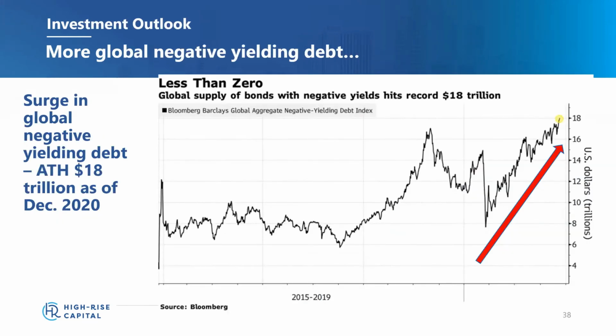We also have a lot more global negative yielding debt. And this is important because where are people going to find yield? So we hit an all-time high of $18 trillion just a couple months ago. And you can see the surge in negative yielding debt that's taken place over the last couple of years.